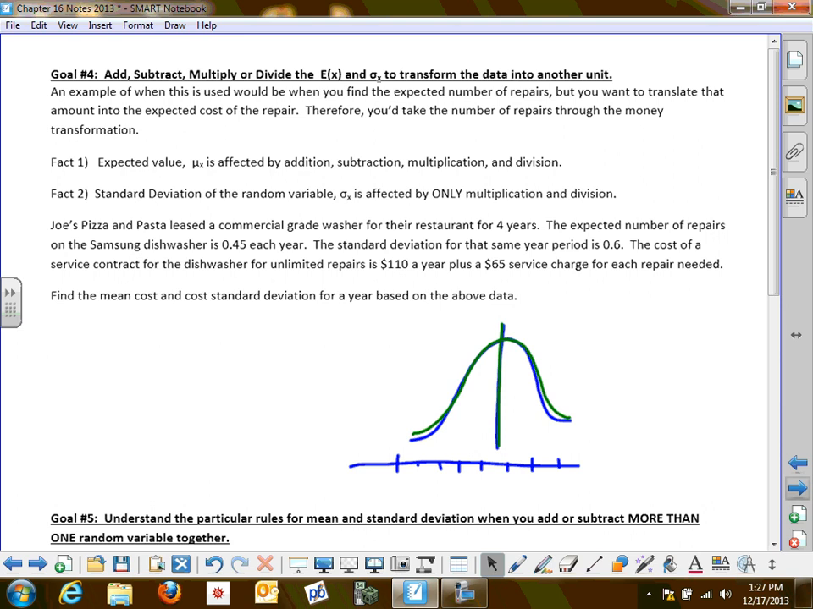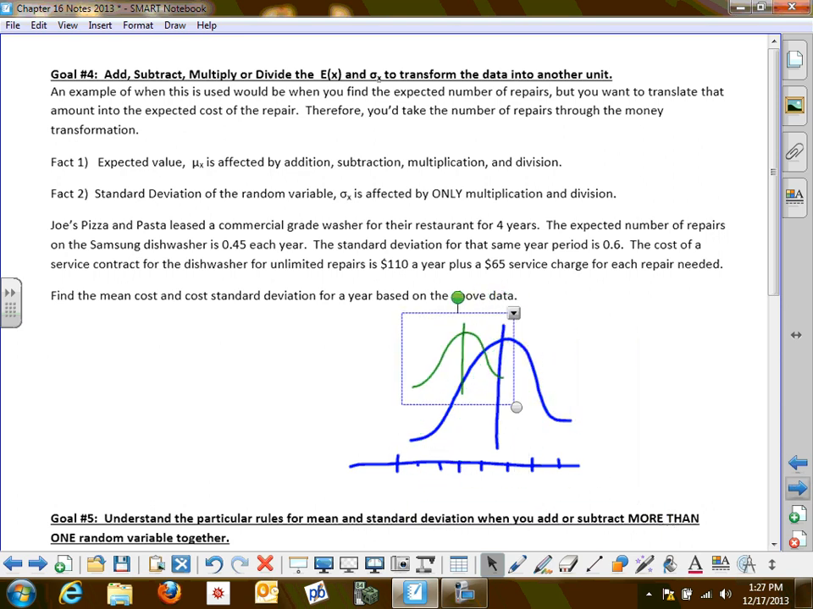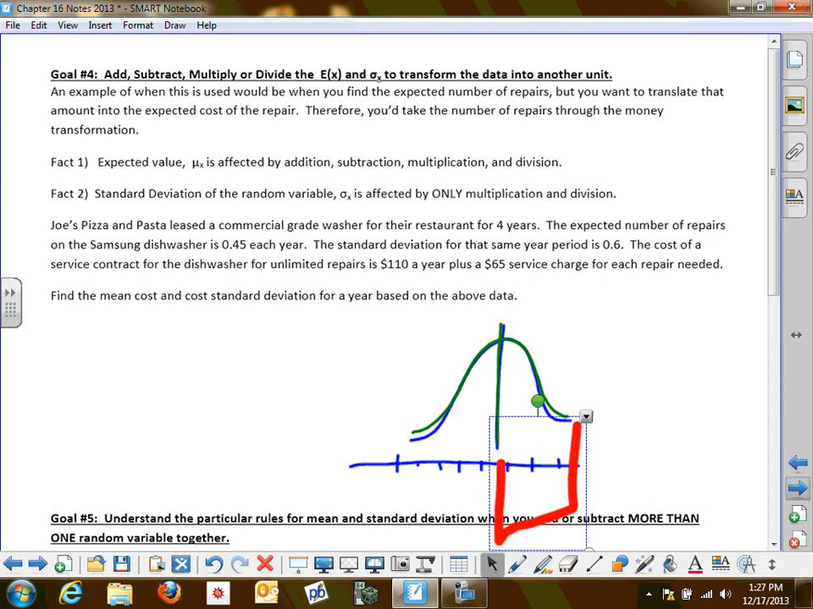Standard deviation is not. The mean is also affected by multiplication and division, but the standard deviation is what is not affected by adding and subtracting. If this is one standard deviation, then shifting up and down does not change its size. So what does affect standard deviation? Multiplication and division. Alright, so there you go. That's all of those ones.